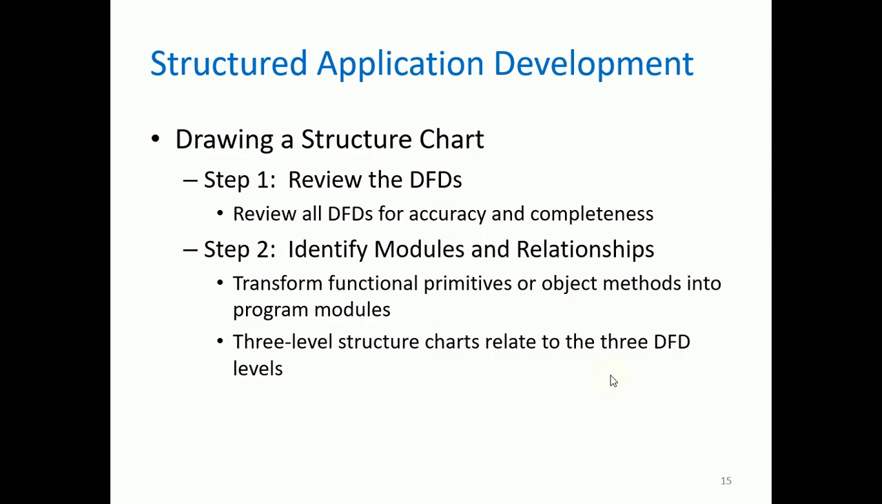Okay, so how are we going to draw a structure chart? Step one, we have to review data flow diagrams. Review all DFDs for accuracy and completeness. Then step number 2, identify modules and relationships. Transform functional primitives or object methods into program modules. And then 3-level structure charts relate to the 3 DFD levels.